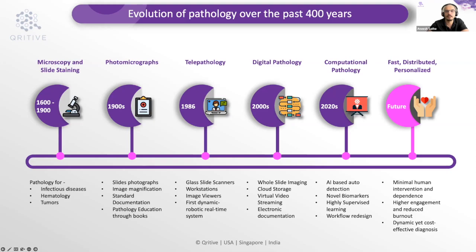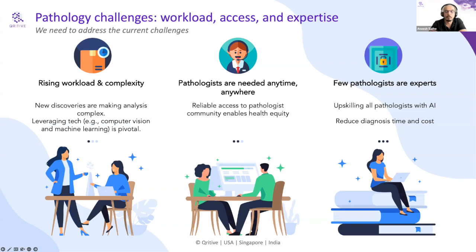And essentially what we do is we aim to build AI which can help make many of the problems which are now facing the histopathologist go away. And so there are three broad categories of these. One is that the workload itself has been going up, and this in part is because we don't have enough people in the field, but also because there's a lot of complexity in the way that the analysis itself has to be done because of the new discoveries that we have had in the field.